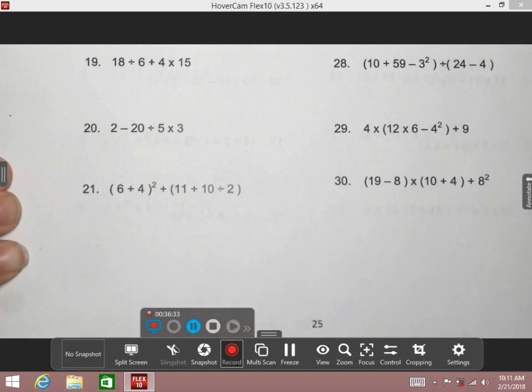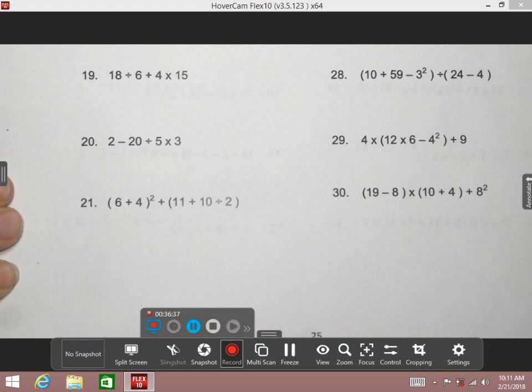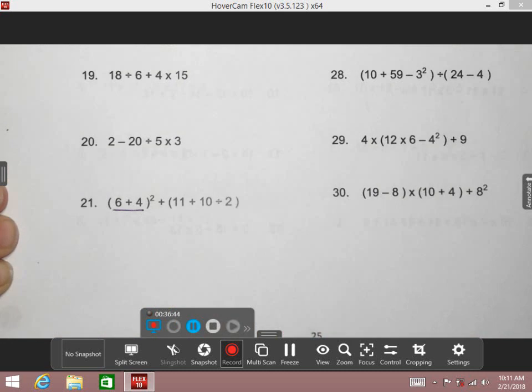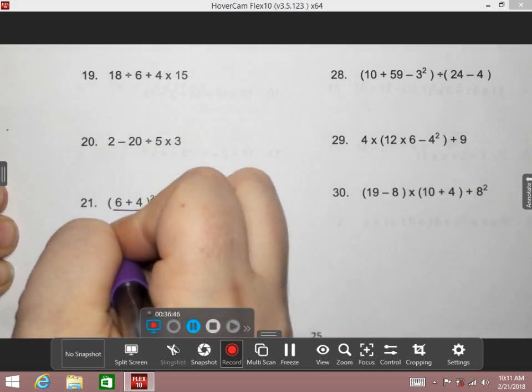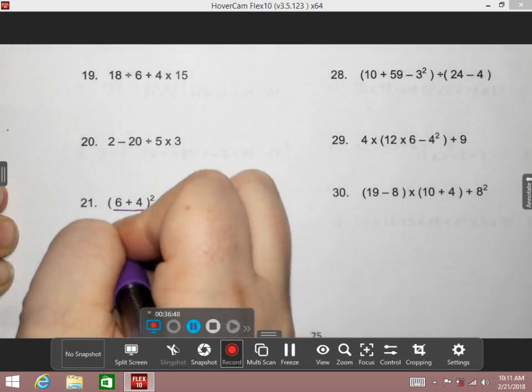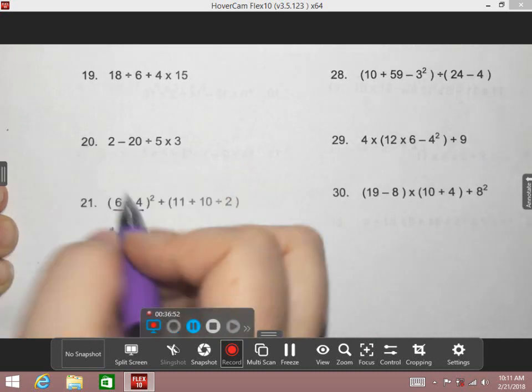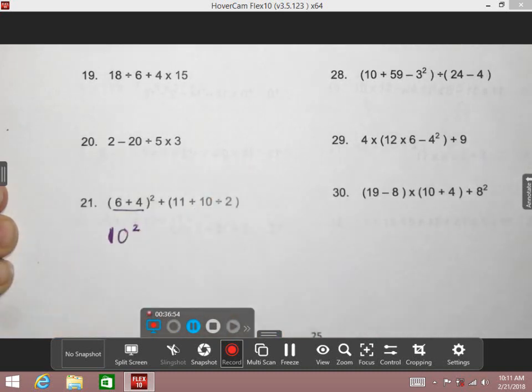All right, number 21. Order of operations starts with P. What does that P stand for? Parentheses. P stands for parentheses. So we've got to start there. In this first set of parentheses, 6 plus 4, what does that give me? 10. So I have 10. All right, what was outside the parentheses? The small 2, an exponent of 2. So we've got to keep that exponent there. Have I done anything with it yet?